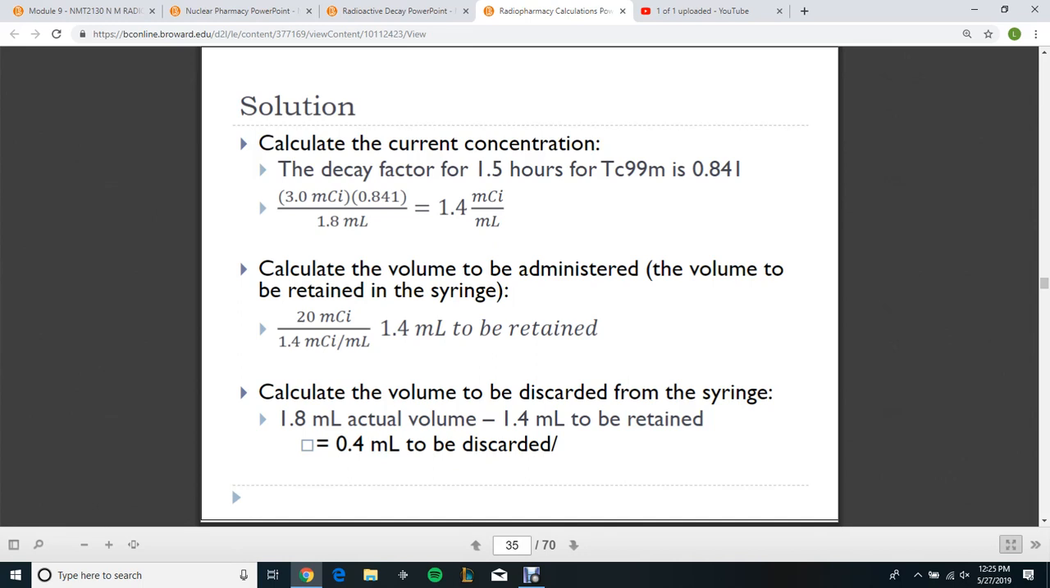Calculate the volume to be discarded from the syringe. 1.8 is the actual volume minus the 1.4 to be retained. You're going to have the 0.4 ml to be discarded.